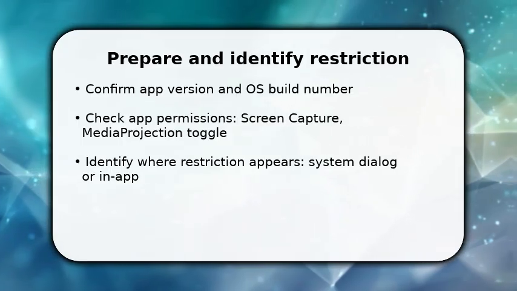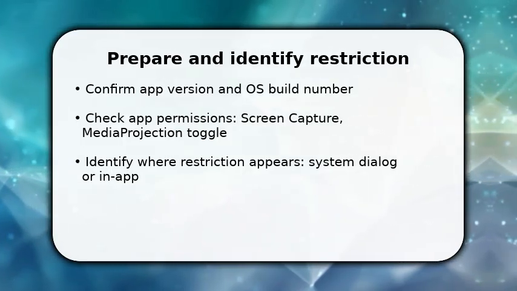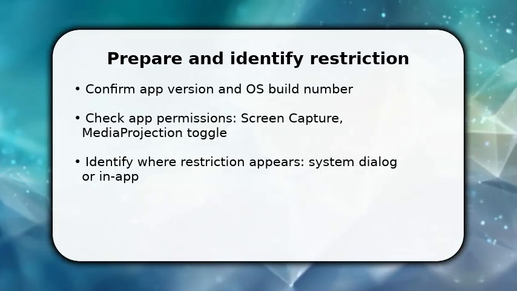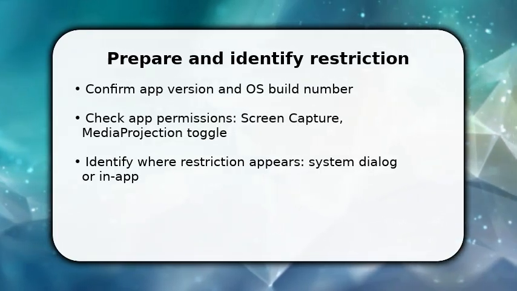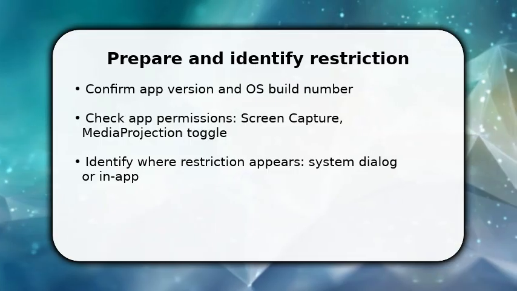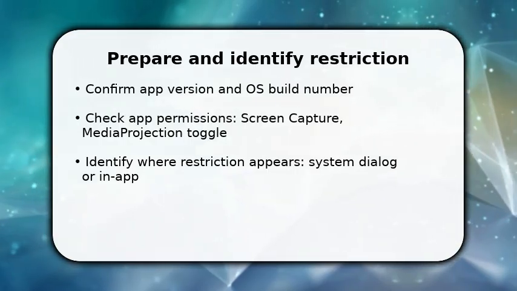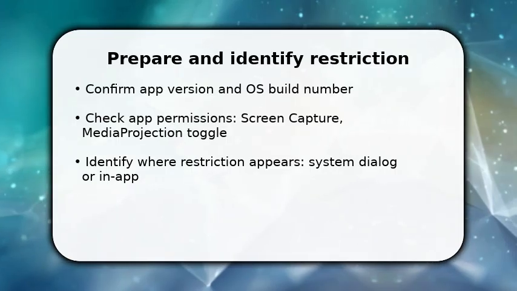You start by confirming the app version and the OS build so you know which policies apply. Next, open Settings and check Permissions. Look specifically for screen capture or media projection toggles. If the block shows as a system dialog, note the exact wording. If it's inside the app UI, capture a screenshot for reference.